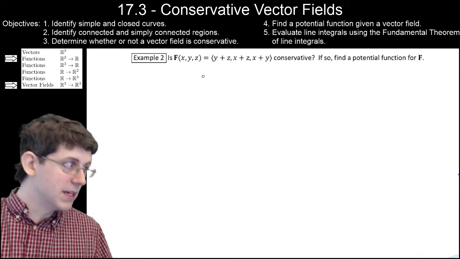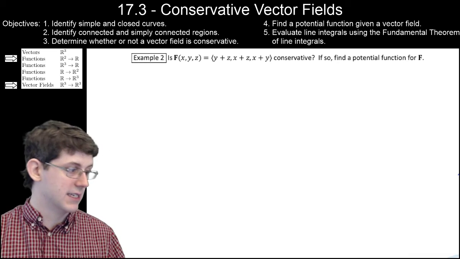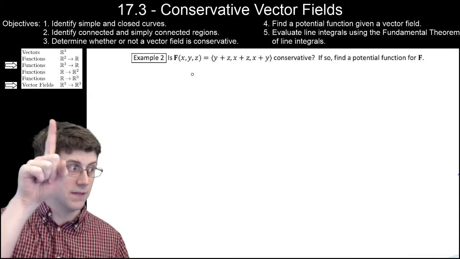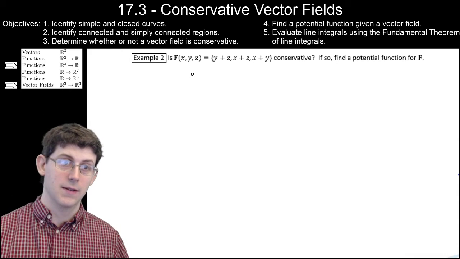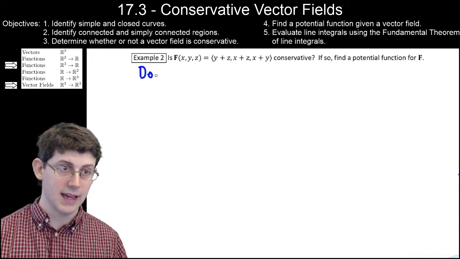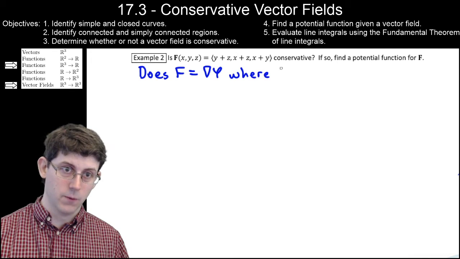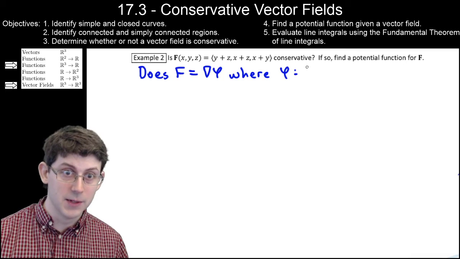So here's a three-dimensional vector field. So now, instead of looking for a function of 2 variables, now we're looking for a function of 3 variables. We're trying to find, does capital F equal the gradient of some function where the function takes 3 variables as input?